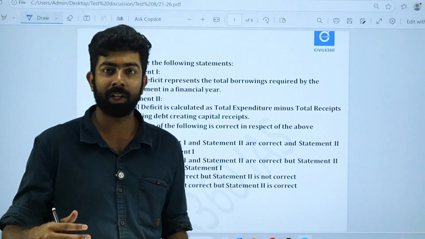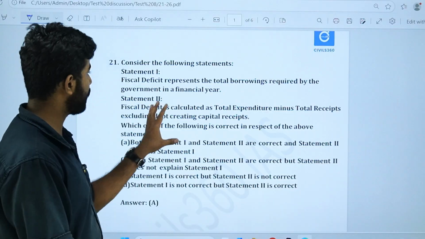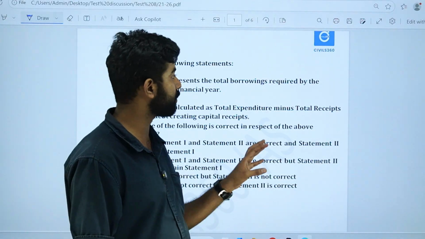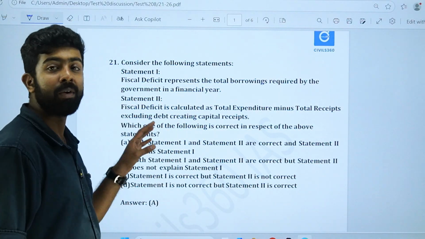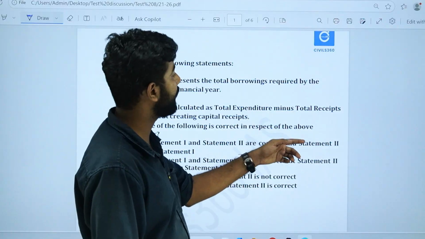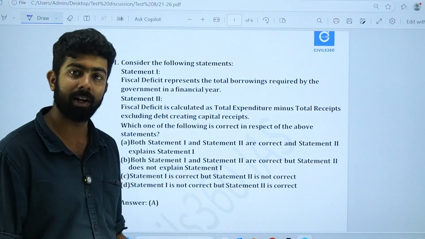Alright, so let's move on to the next question. Question number 21. Consider the following statements. Statement 1: Fiscal deficit represents the total borrowings required by the government in a financial year. Statement 2: Fiscal deficit is calculated as total expenditure minus total receipts excluding debt creating capital receipts.